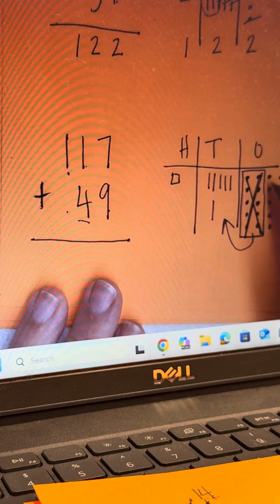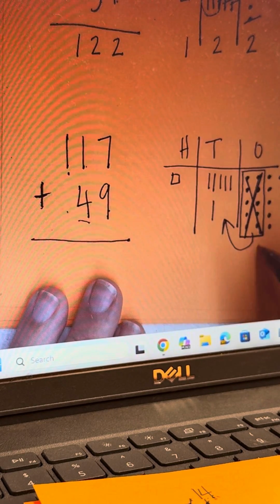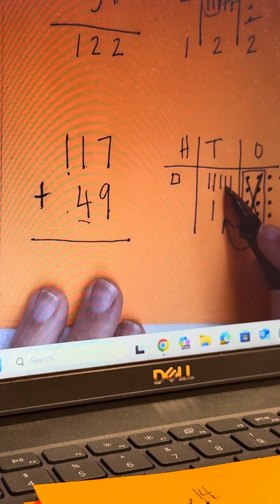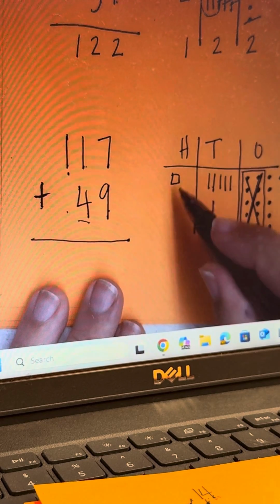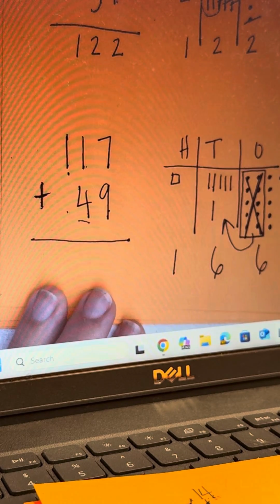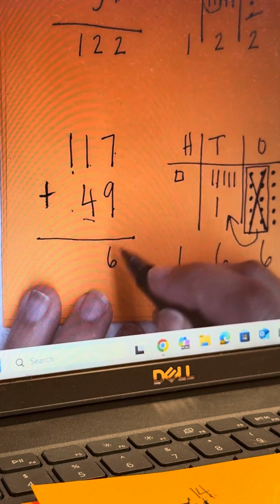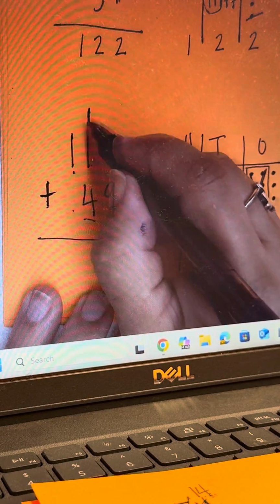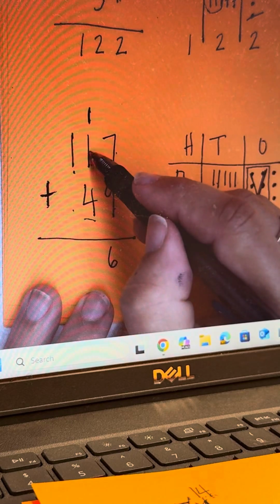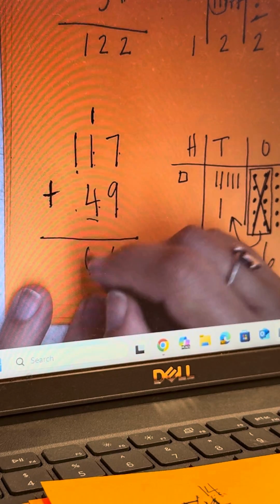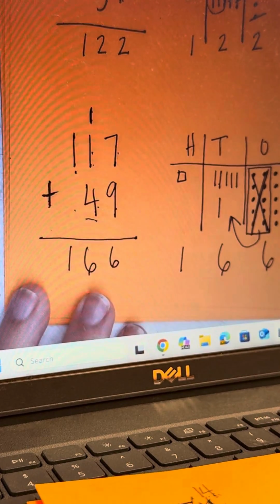Now I go back and count. 1, 2, 3, 4, 5, 6. And 100. So if I do the standard algorithm, 7 plus 9 is 16. I write the 6. Carry the 1 is what we used to call it. 1 plus 1 is 2, plus 4 more is 6. And bring the 1 down.